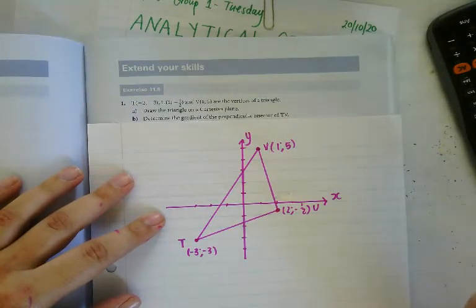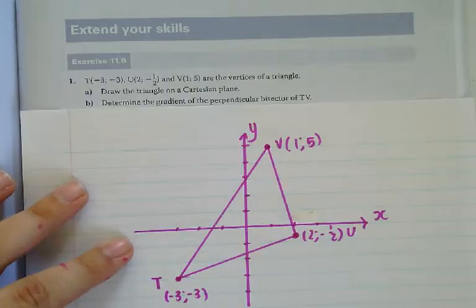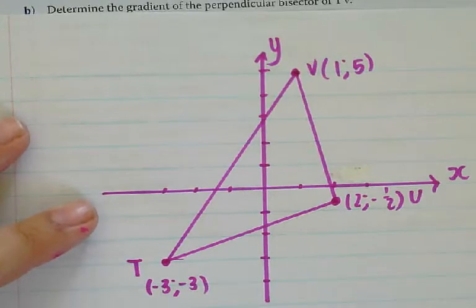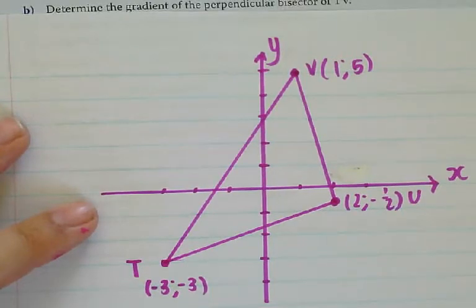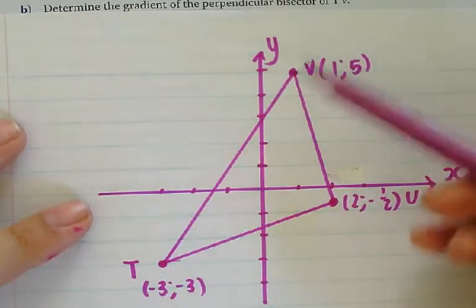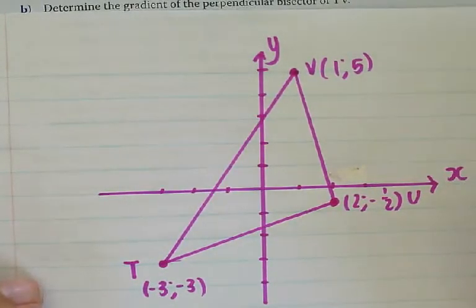Okay, so again, bisector cutting into two equal parts. What do we know that does that? So if I had a line and I wanted to cut it in half, where would I cut? What do we call it? The midpoint. The midpoint would cut my line in half. So my first thing that I need to do is find my midpoint of TV. So please find the midpoint of TV.